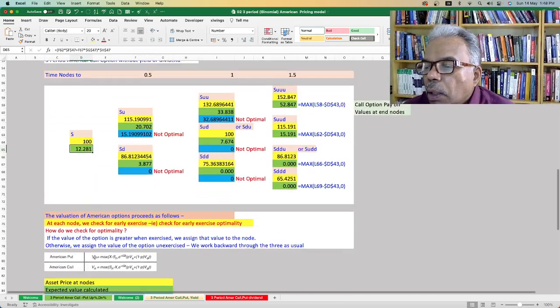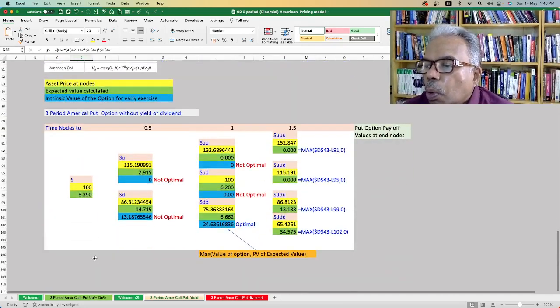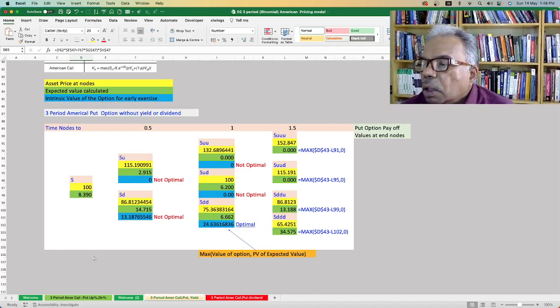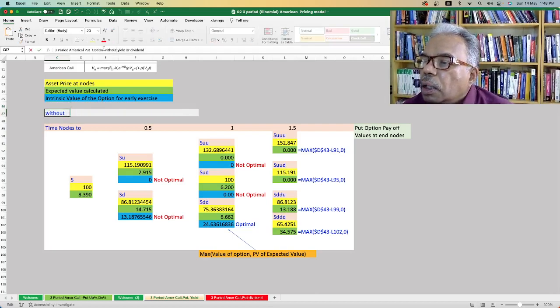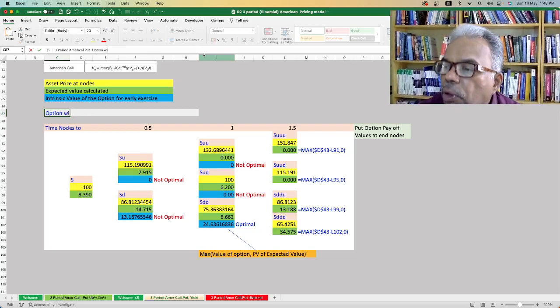12.281. Now let's calculate similarly for the put option, the 3-period American put option. So using the yield, we will calculate it, with the yield and the volatility. How do you calculate?